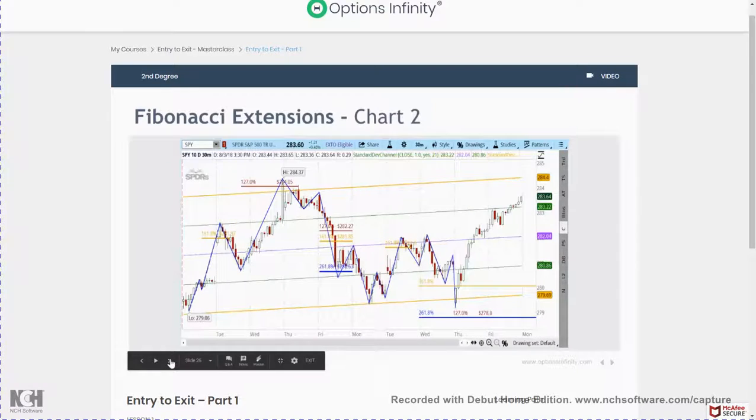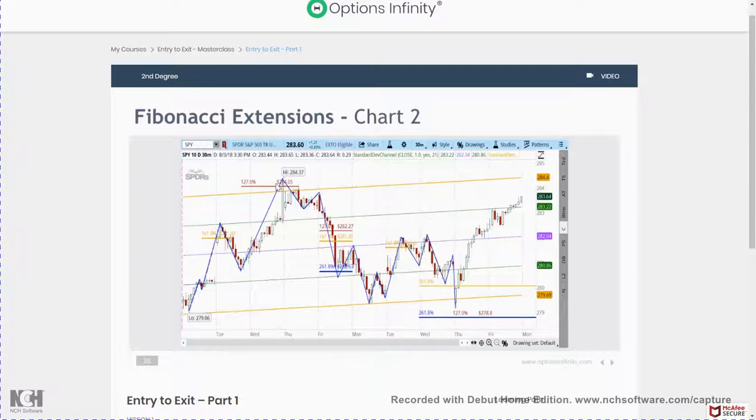Let's take a look at our SPY. Here's the first measured move, takes it to the 161. Then a bigger measured move, this big measured move takes it to the 127. You know, the more I use these, the more uncanny I see that the Fibonacci extensions, I mean, sometimes they hit it within a tick.